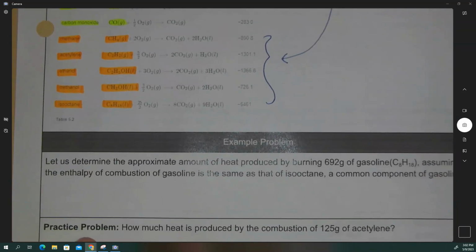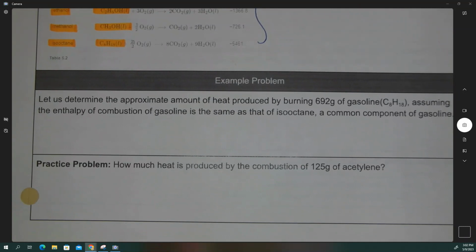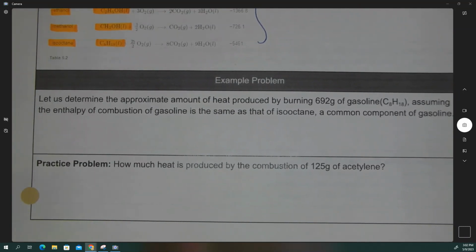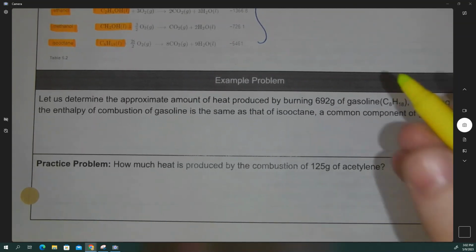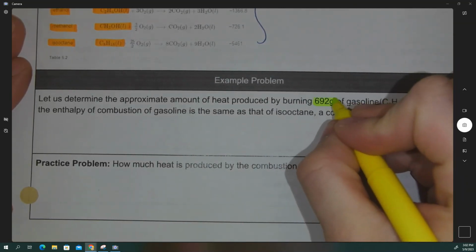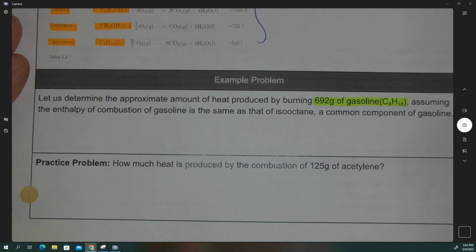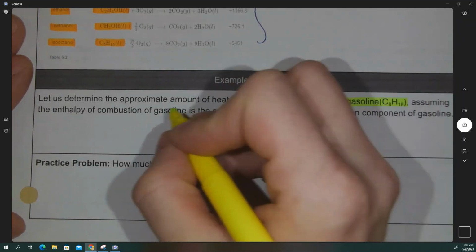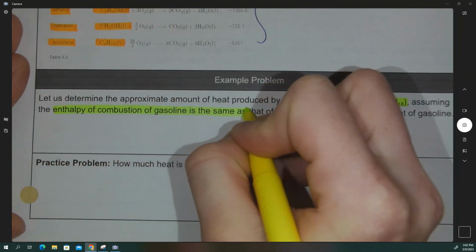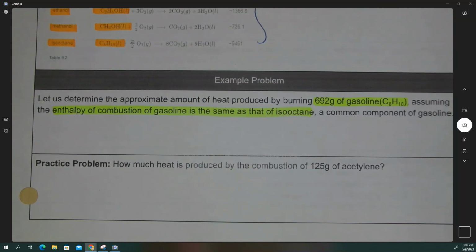So we're going to go ahead and look into an example problem of what we would be doing with heat of combustion problems. It wants us to determine the approximate amount of heat produced by burning 692 grams of gasoline, which is C8H18. We want to assume that the enthalpy of combustion of gasoline is the same as isooctane, which is a common component of gasoline. So we've got our grams of gasoline. The first thing that we want to do is determine our moles.